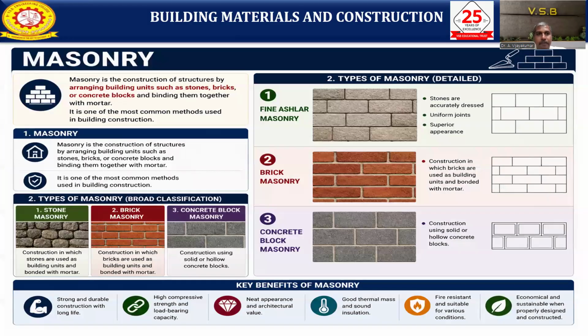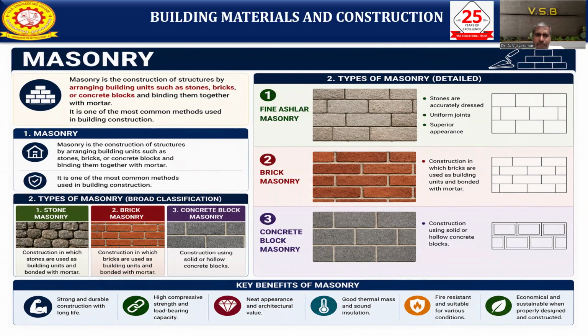So masonry, the definition of masonry: masonry is the construction of a structure by arranging building units, either brick, stone or concrete block, as a unit and binding them together. In binding, we can use lime as well as cement mortar. With these building materials bound together, you can make a structure that is called a masonry structure. It is one of the most common methods used in building construction.